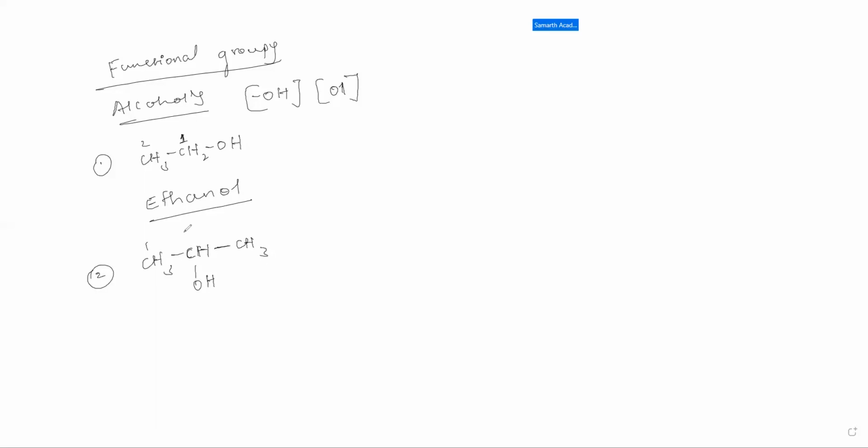So the numbering is 1, 2, 3. The OH group is present at the second position. So that is propan-2-ol.